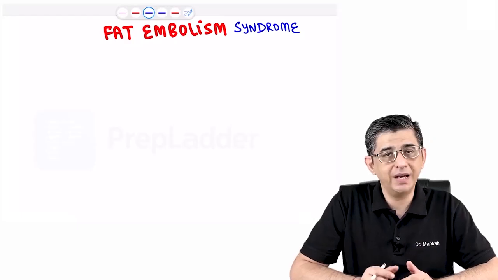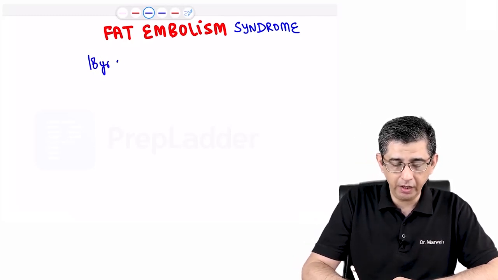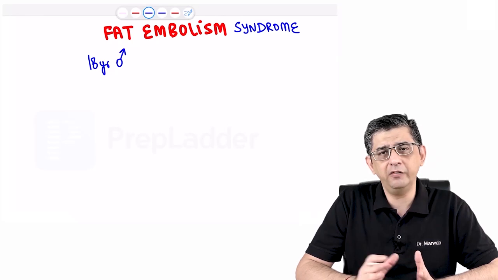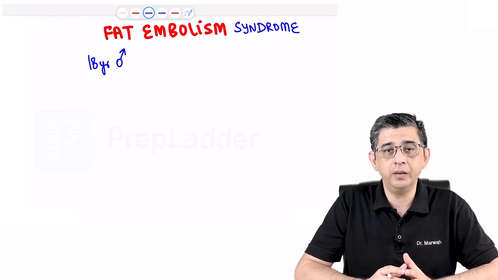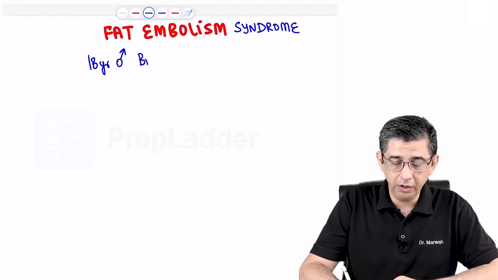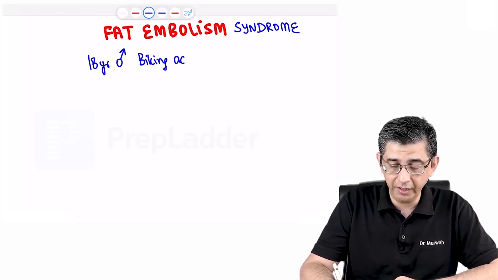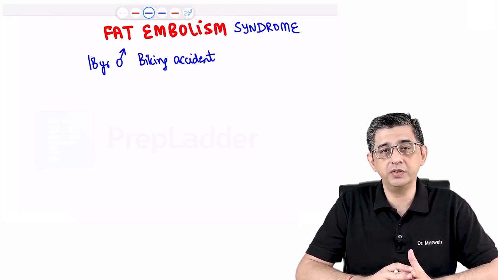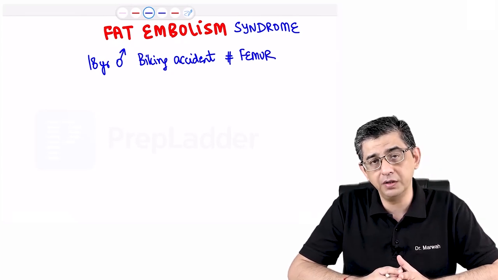So let us discuss this as a case-based scenario. Let us assume this is an 18-year-old guy and he was given a Harley Davidson or a Bullet or any other heavy-duty bike by his father on his 18th birthday, and unfortunately he had a biking accident. Luckily he was using a helmet at that point of time, so he did not sustain any head injury, but because the bike fell on his leg, there has been a fracture of the shaft of the femur, which is going to cause release of fat globules into the circulation.